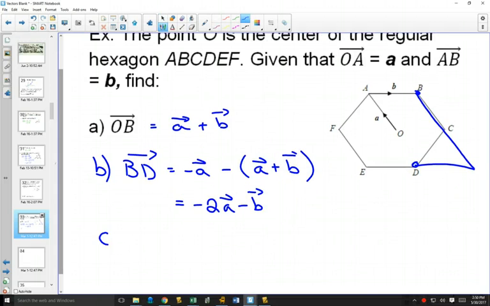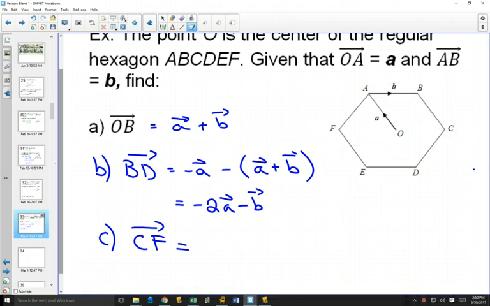And then part C was going from C to F. Well, you could walk yourself all the way around if you'd like, or maybe you think about going 1, 2 in this direction, and each of those will be parallel to B, but in the opposite direction. So you'll just get negative 2B.